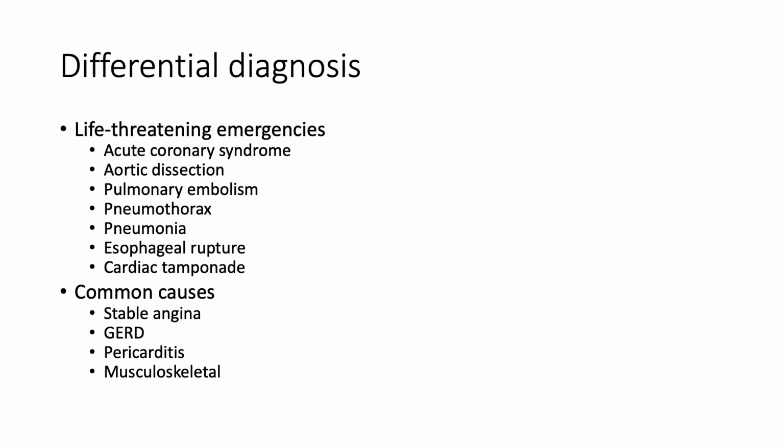So here's your differential diagnosis, looking at life-threatening causes of chest pain like acute coronary syndromes, aortic dissection, PE, etc., and then also thinking about common causes of chest pain, which maybe aren't life-threatening, but can still be pretty debilitating.